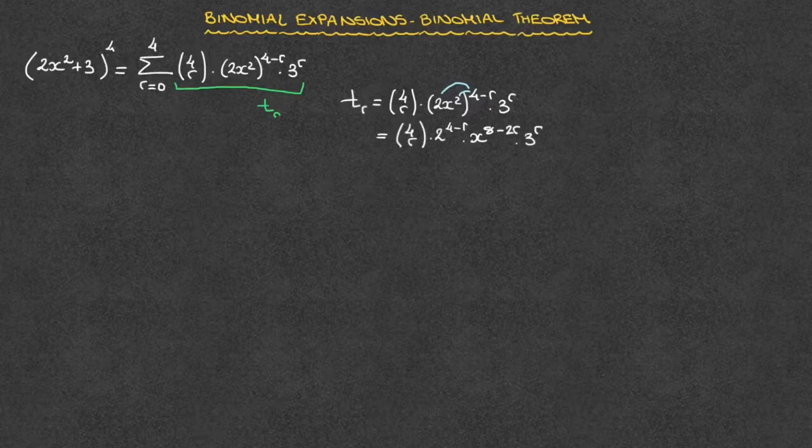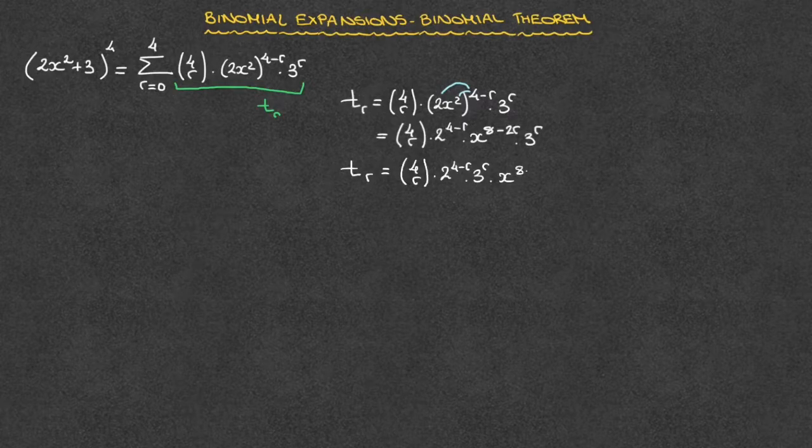Finally, although we don't have to, I always like to make sure that in my expression for the general term, the power of x is what appears to the far right-hand side. In other words, I write T of r equals the binomial coefficient (4 choose r) times 2 raised to the power of 4 minus r times 3 raised to the power of r times x raised to the power of 8 minus 2r. And that's the expression for the general term.